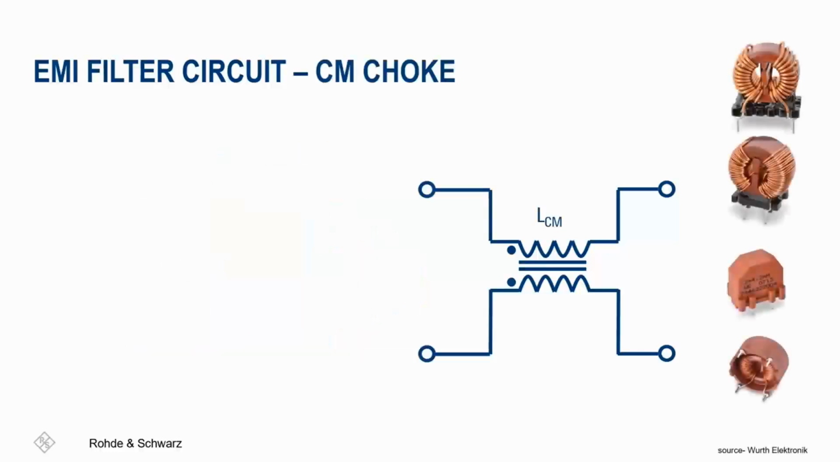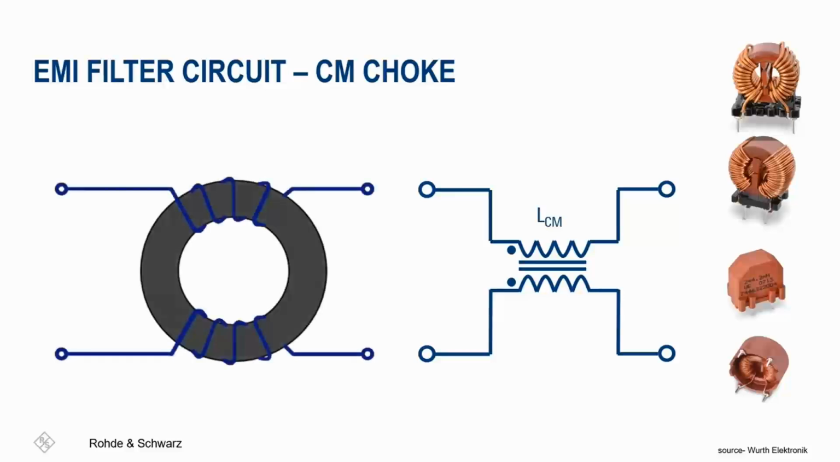On the right-hand side, we have what's known as a common mode choke. These chokes are also highly effective in addressing conducted emissions in the system. Looking at the picture, you can see various designs of these chokes from Würth Elektronik. They consist of two coils wrapped around a ferrite core or maybe other material. And here's the intuitive part.